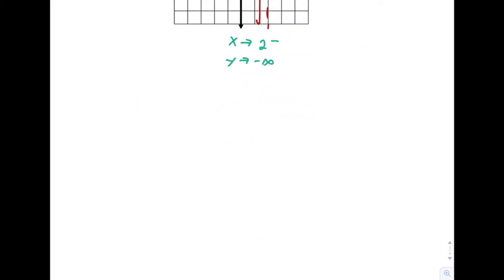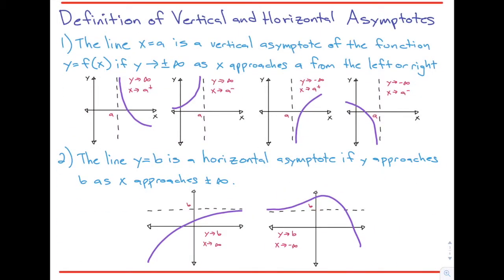So let's summarize that, the definition of vertical and horizontal asymptotes. The line x equals a is a vertical asymptote of the function y equals f of x if y goes to positive or negative infinity as x approaches a from the left or right. And there are a couple examples here. In the first example, as x approaches a from the positive side, y goes to infinity. In the next one over, x approaches a from the negative side, y goes to positive infinity, and so on. And then the second part says that the line y equals b is a horizontal asymptote if y approaches b as x approaches positive and negative infinity.